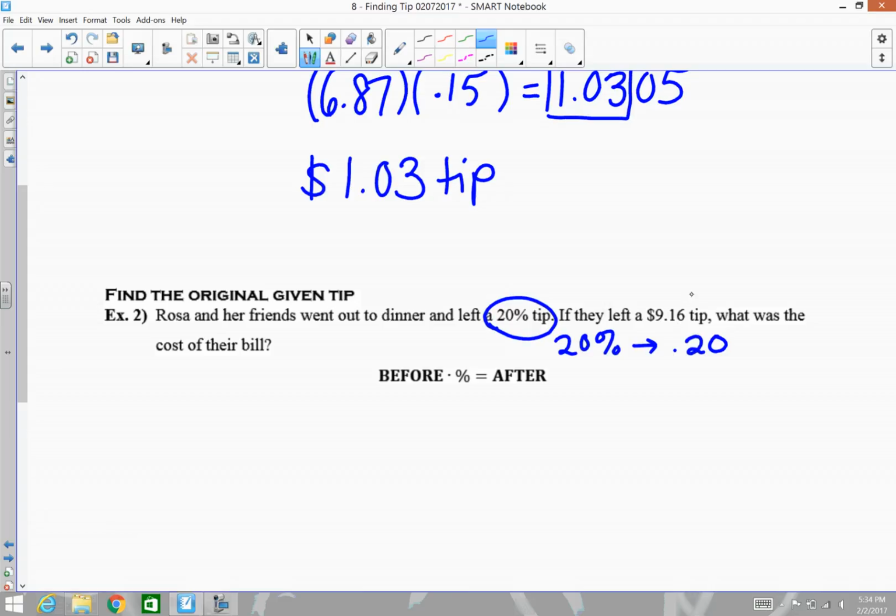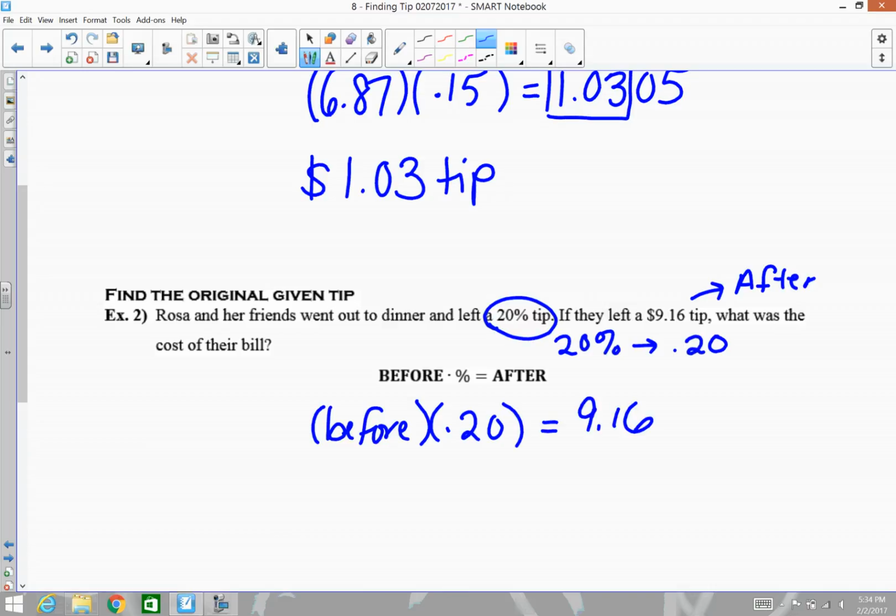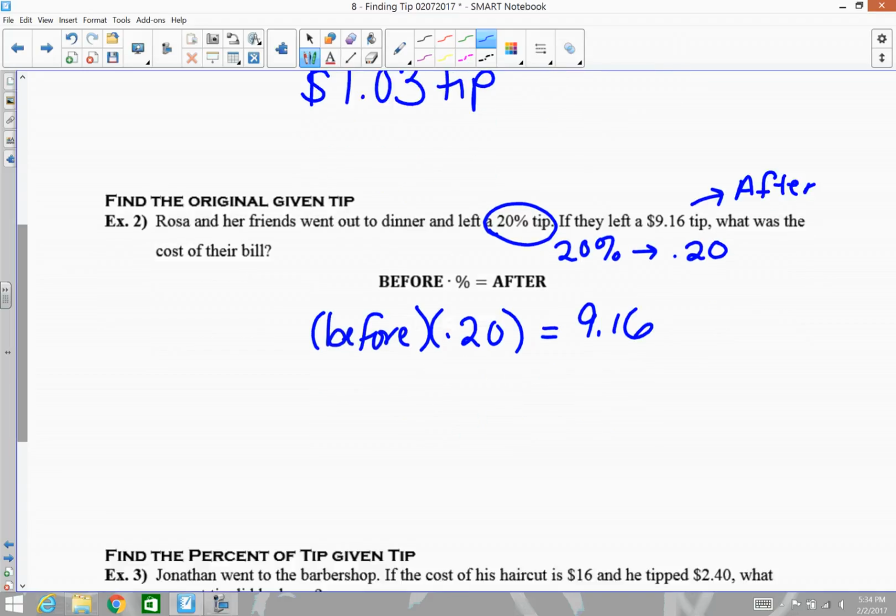So this tip was calculated after they got their bill. This one's a little backwards. We're actually looking for the before amount, that original cost before any additional tip was added. So it's the before that we don't have. We do have the percent and we do have the after, and it's our job to solve for the before. If you'd like to replace this word with a variable, maybe we use b, that is totally acceptable.